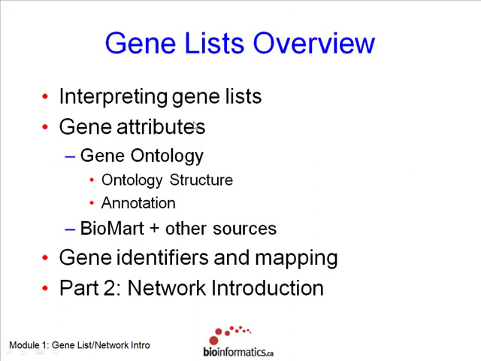I'll provide some general introduction and motivation for why we want to interpret gene lists. And then I'll talk about where to get information about genes from lots of different online sources, and we've recommended particular ones that we think are easiest to use. Then I'll talk about how to deal with large gene lists, and if you haven't dealt with these, we'll also provide some useful information there.